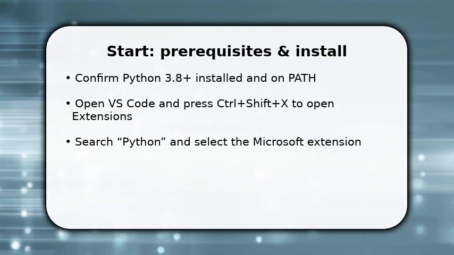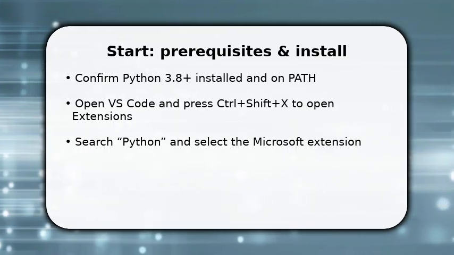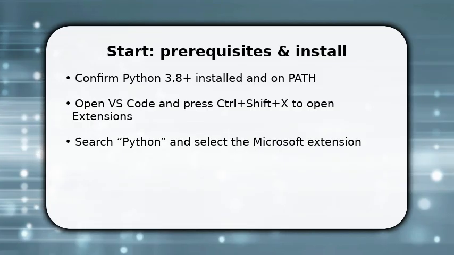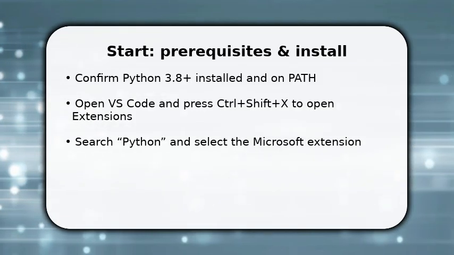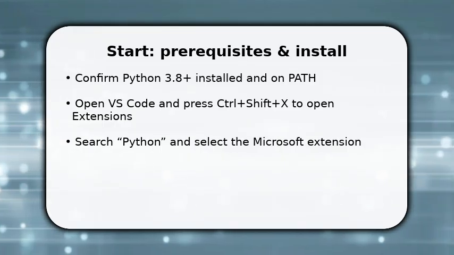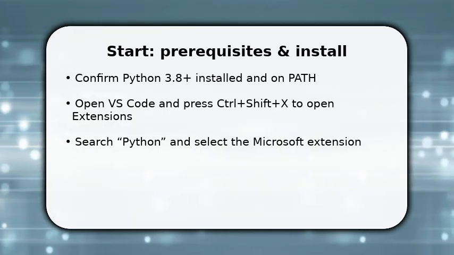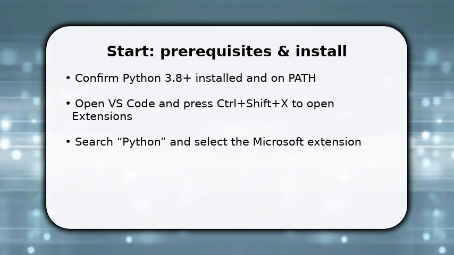This adds linting, debugging, and IntelliSense. Once done, make sure the extension is enabled. You'll want to confirm the interpreter selection next so VS Code points at the right Python binary. That choice affects linting and virtual environment behavior.